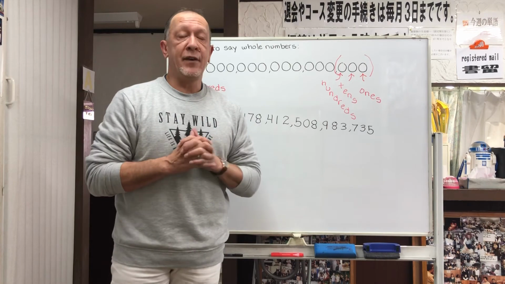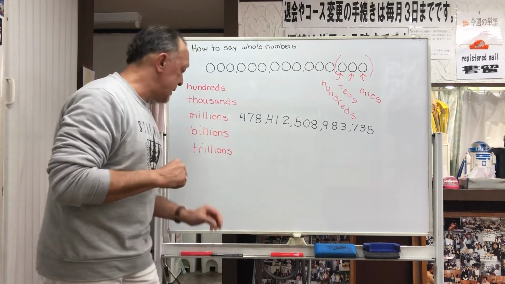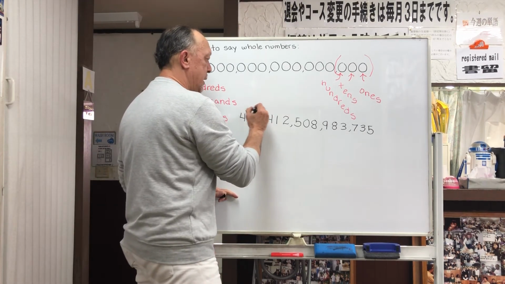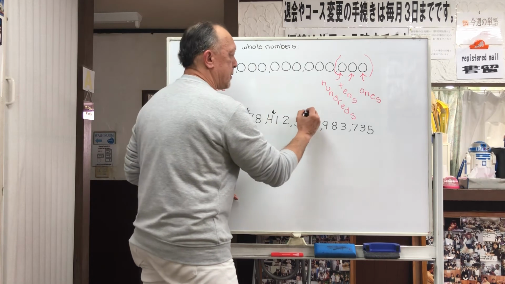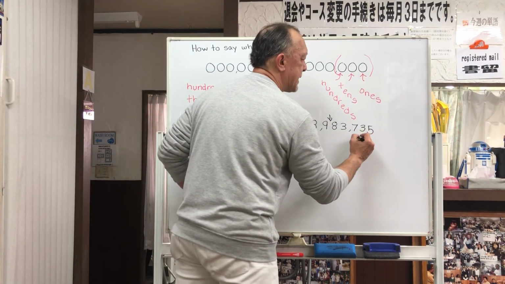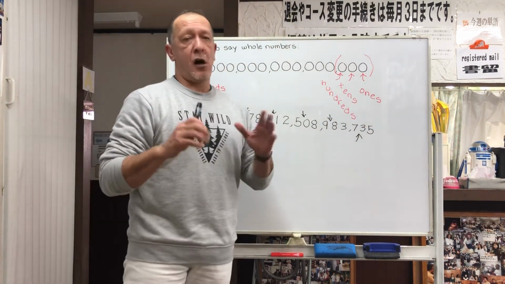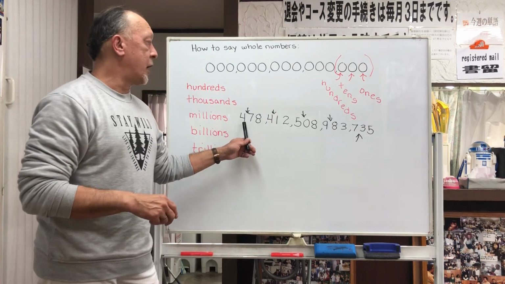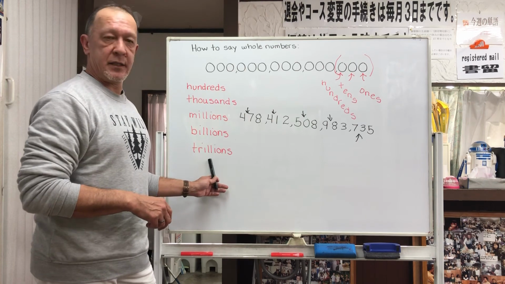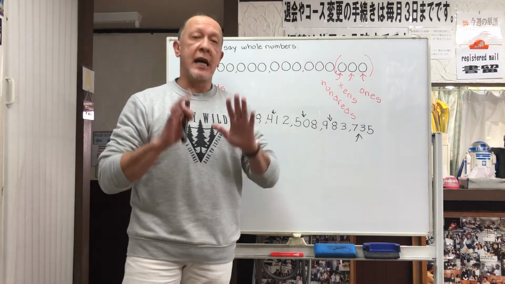Now, you might have heard me use the word and. That is by choice. Between here, you often can use the word and. Most popular is in this area, 735, but it is also common to use it after 478 trillion, 412 billion. That's by choice.